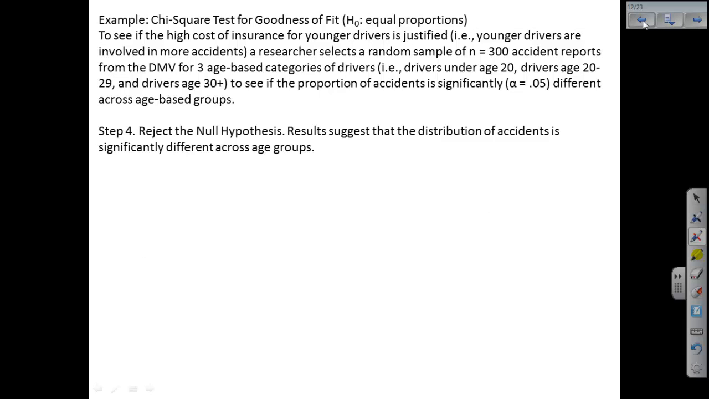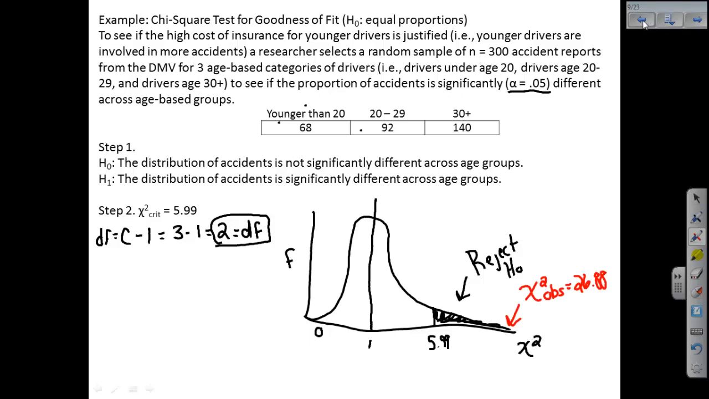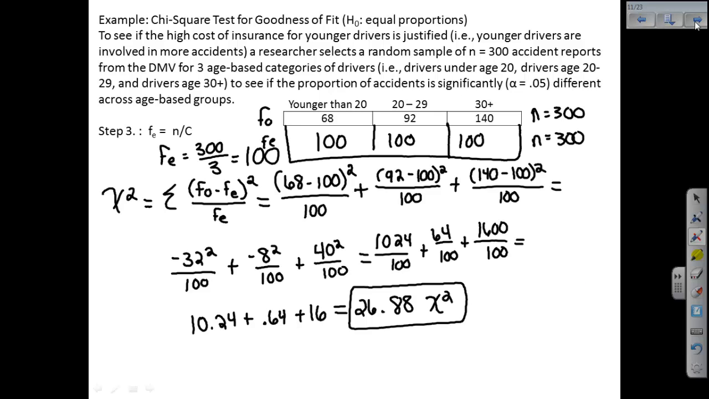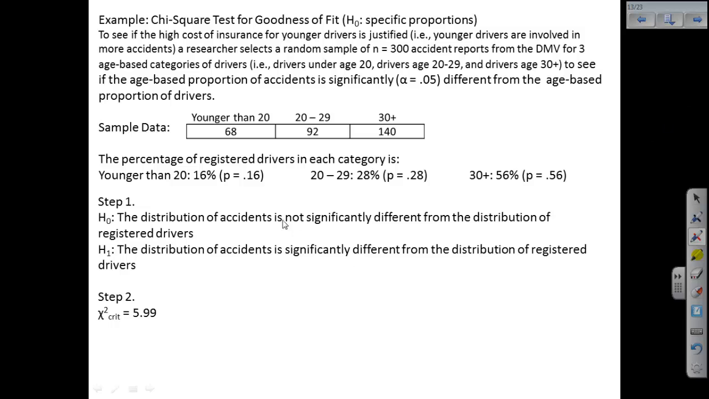This is different from saying the distribution of accidents is not significantly different across age groups. This was just saying it's not different at all. Now we're saying it's not different compared to what we would expect based on how many of these drivers are in each category in the population.